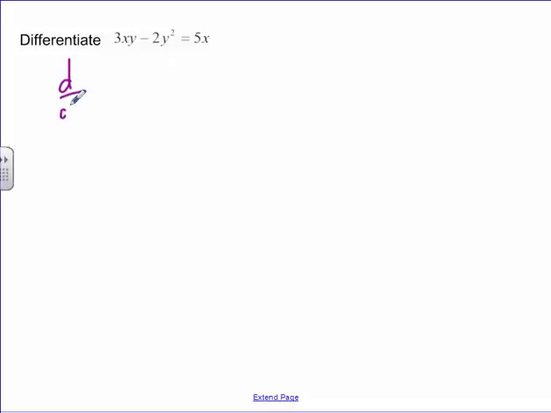We're going to take the derivative with respect to x of the 3xy minus 2y squared. And we're going to take the derivative with respect to x of 5x. And the reason why this works is because we're essentially doing a mathematical operation on both sides of an equation. Right? Another reason why I love Leibniz notation, because now I'm going to pick through and find derivatives that I can take.